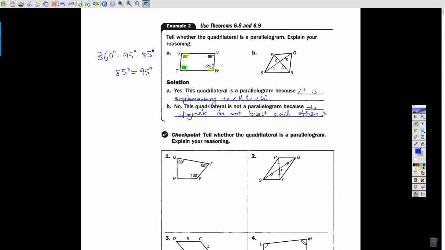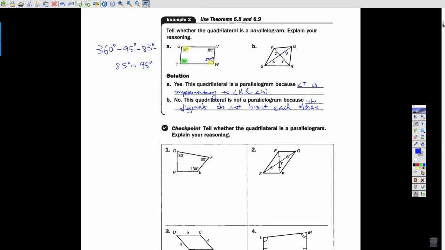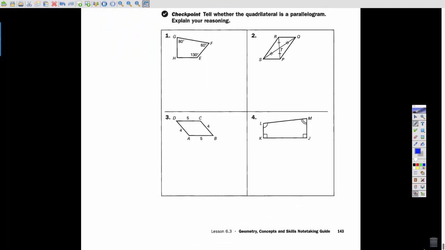Okay, so that's the last theorem in this unit, and see if you can finish these checkpoints without my guidance. And if you have any questions, let's discuss it in class.